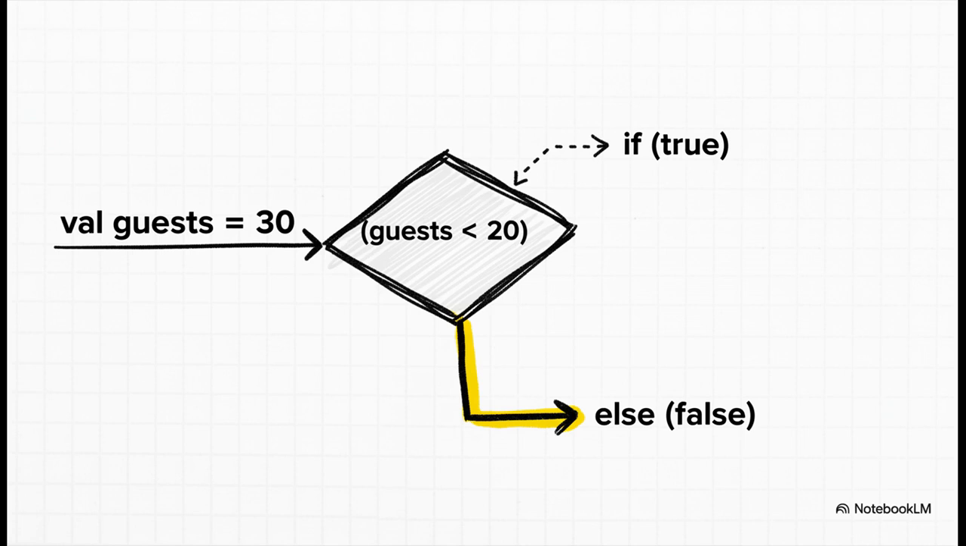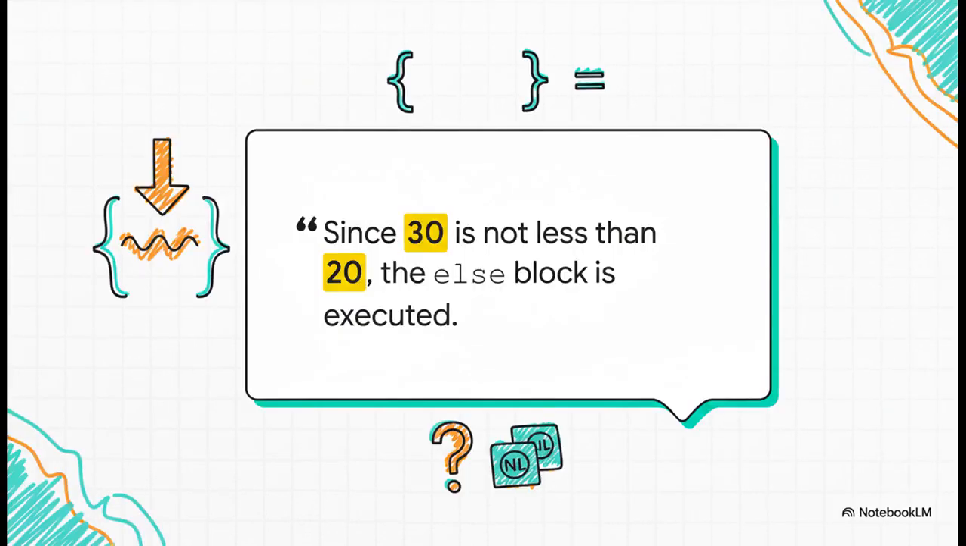It's your program's way of choosing its own adventure. So, what's the output going to be? Well, since we had 30 guests, the check for less than 20 was false. So the code completely skips that first part and jumps right down to the else block, printing large group. See? It's perfectly logical and predictable.